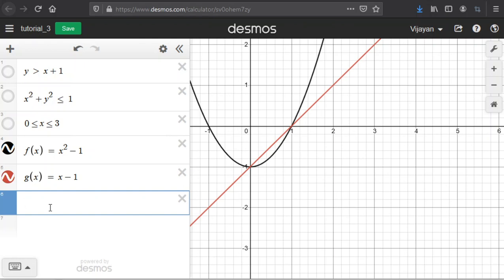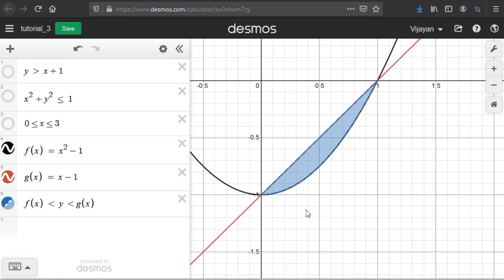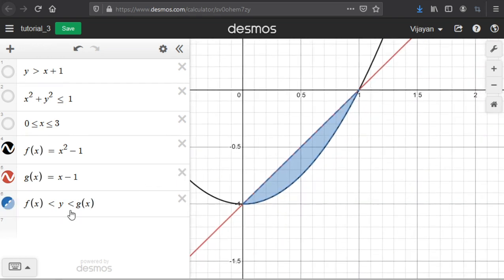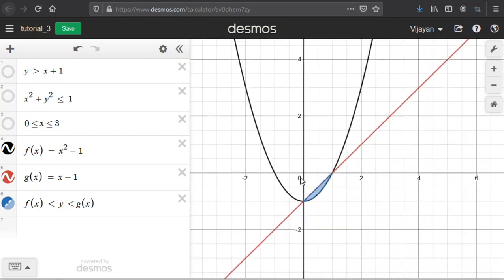For shading this common area, we will write f(x) is less than y is less than g(x). So you can see only that shaded region has been shown that is common for both, that is all the y values that come between f(x) and g(x). Now it has to be seen that f(x) is the greater function and g(x) is the lower function. Why is f(x) the greater function? Because at the given point, where we want to shade, f(x) comes above g(x). So the values of f(x) at this point are greater than the values of g(x). So we want all the values between f(x) and g(x). So we will write f(x) less than y is less than g(x).